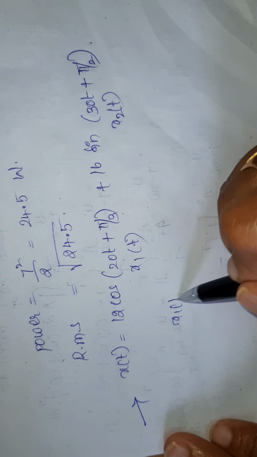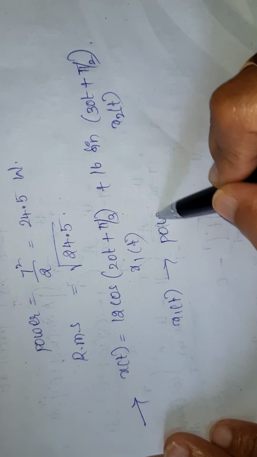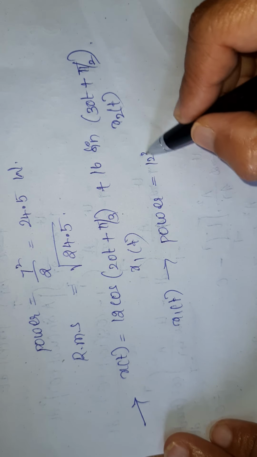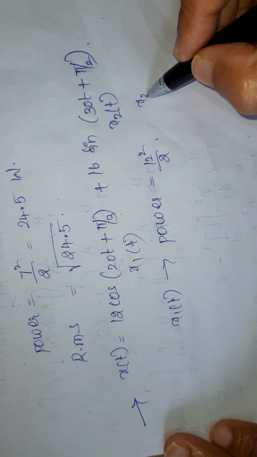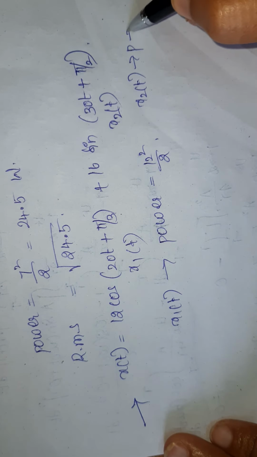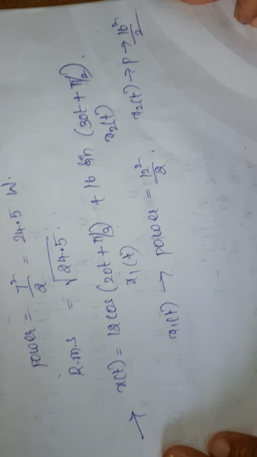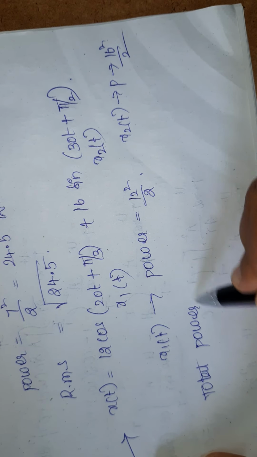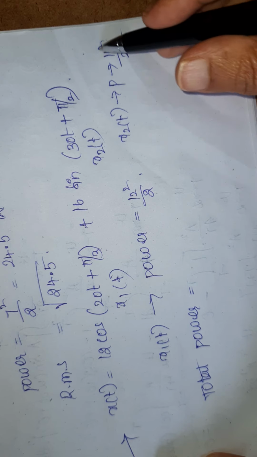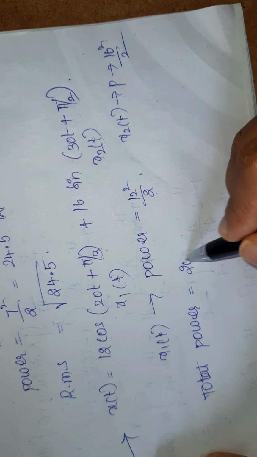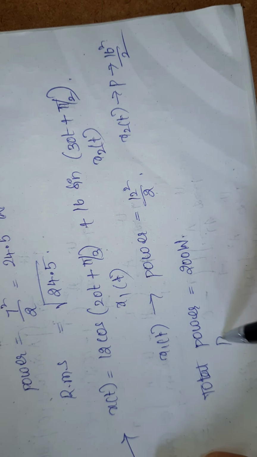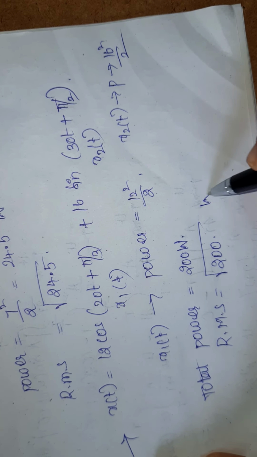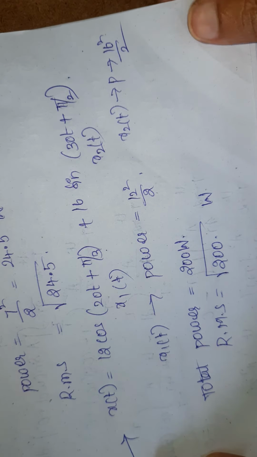For x1 of t, what is the power? Power is simply A square by 2, that is 12 square by 2. And for x2 of t, the power is 16 square by 2. Then the total power of the given signal is 12 square by 2 plus 16 square by 2, which gives 200 watts. And what is RMS? Just the square root of this 200 will give us the RMS value.